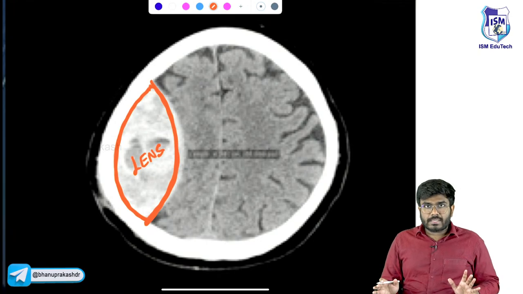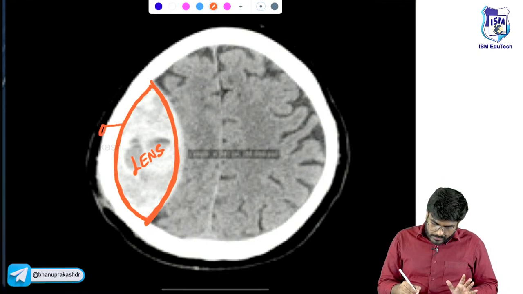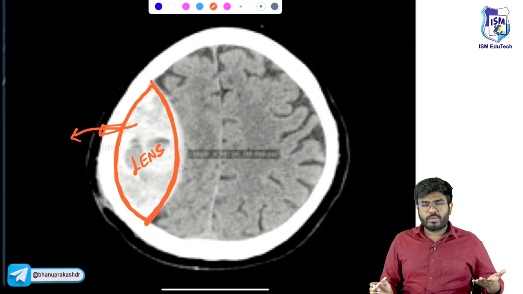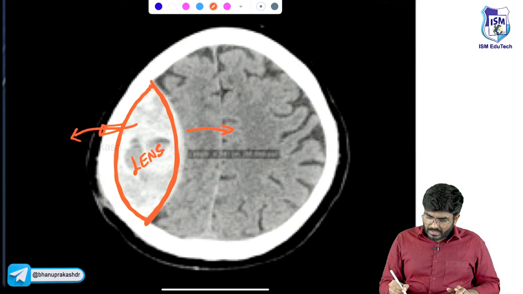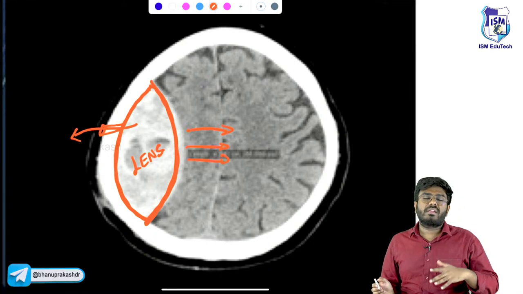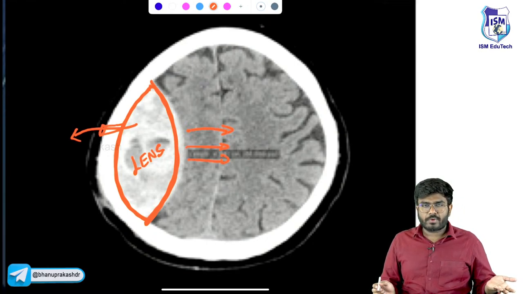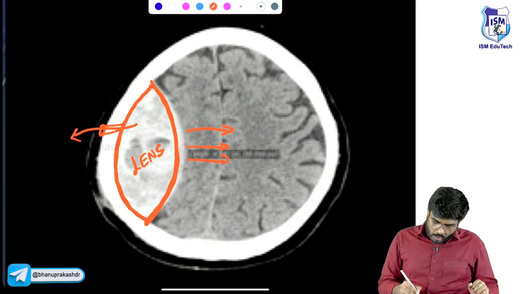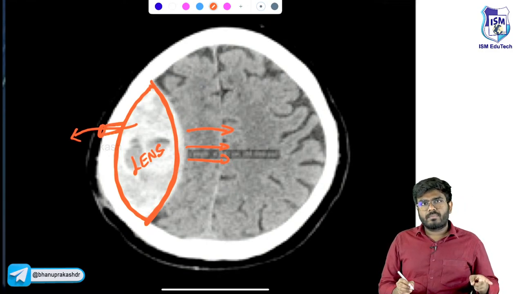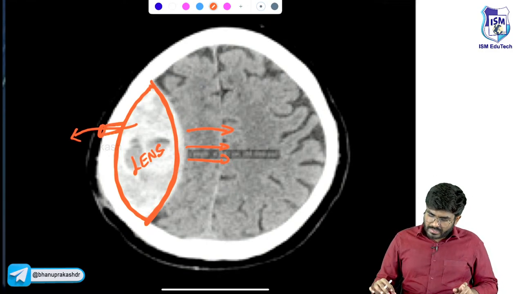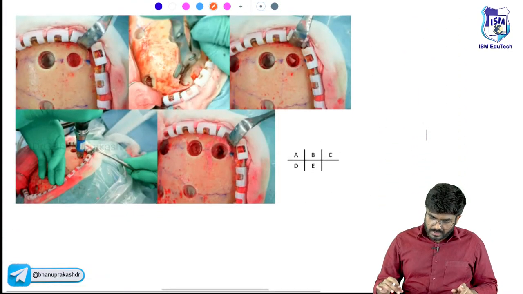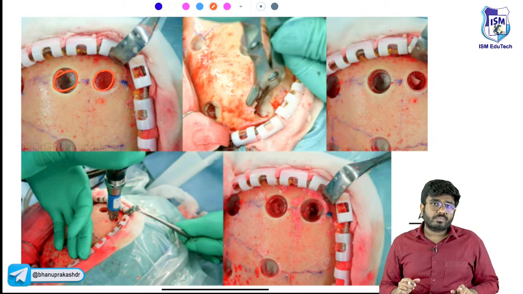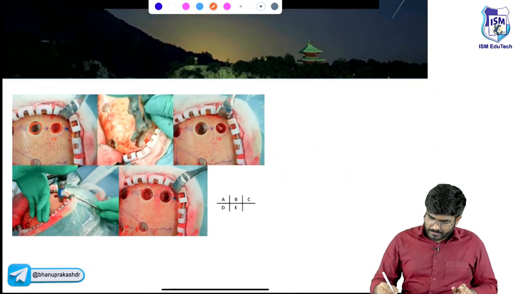Now, there is hemorrhage happening. What do you have to do immediately? Immediately, you have to put a hole here and drain this hemorrhage or hematoma. Otherwise, the brain is getting compressed and the brain will become herniated, which can kill the patient. Intracranial pressure increases, herniation of the brain will occur, which can lead to death. So, you have to put holes and remove that blood which is accumulating over there. This is called burr hole surgery. You are drilling holes and removing the hematoma.